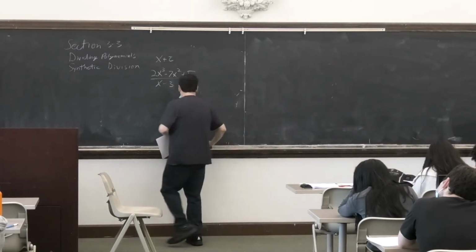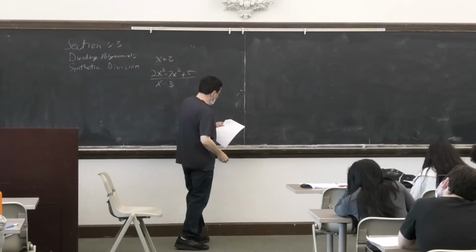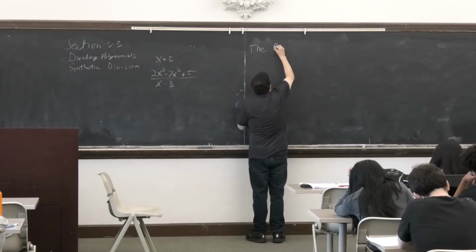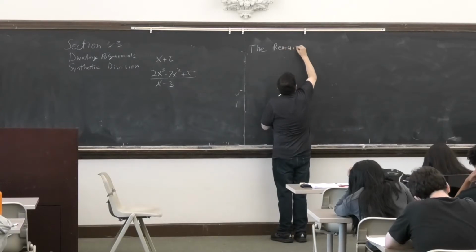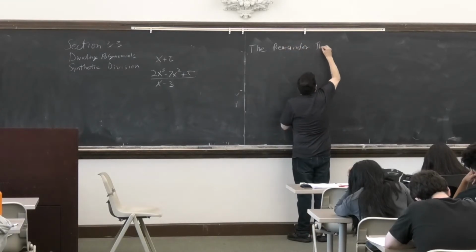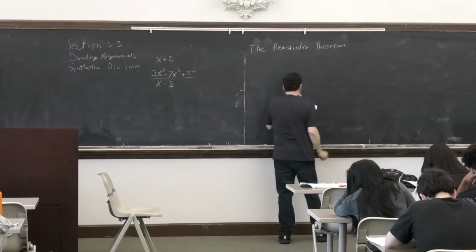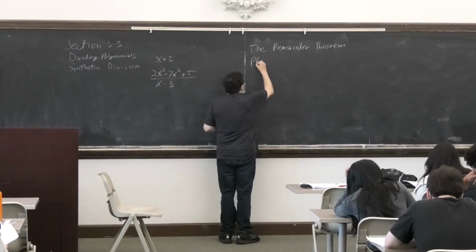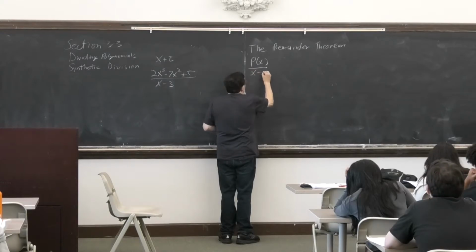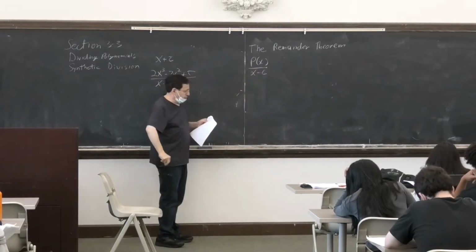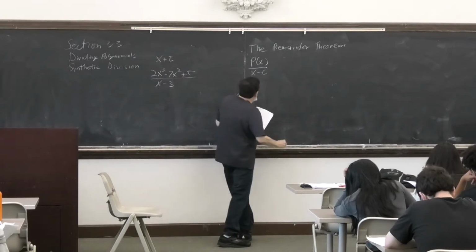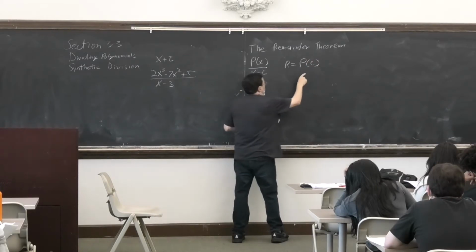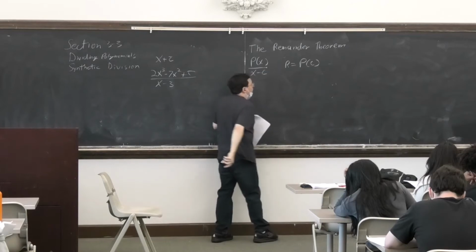I'm going to leave this up here because we'll use it as an example. First theorem is called the remainder theorem. It says that if you divide some polynomial by x minus c, the remainder is just going to be p of c. In other words, the value of the polynomial if you plug in c.